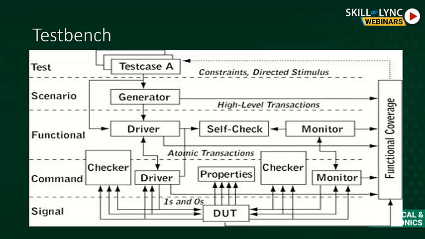There will be a checker. Now, as you see in the diagram, we have placed the checker at two places. One is at the driver end and one is at the monitor end. The checker at the driver end will make sure that whatever the driver is driving to the DUT is itself a correct thing or not. What if the driver itself is doing something wrong? The checker at the driver end will catch it right there.